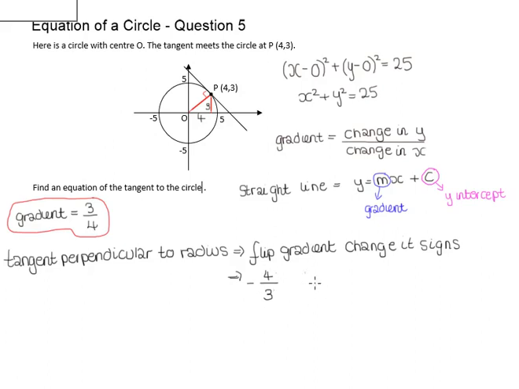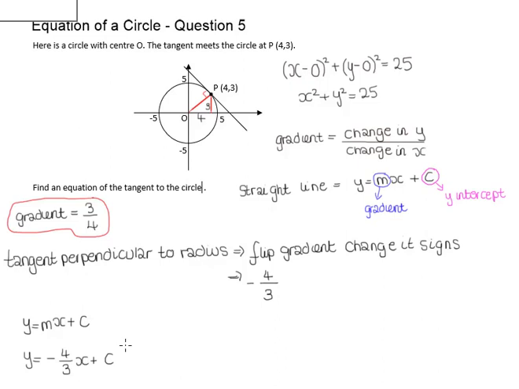I want us to consider now the fact that the tangent is a straight line, so it has the form y equals mx plus c, as we can see above. You can see here that I've stated that m is my gradient and c is my y-intercept. Well, I already know that the tangent has a gradient of minus 4 over 3, so we can plug that in for m. y equals minus 4 over 3 x plus c. Our aim is now to find what c is. Okay, we don't know the value of c.